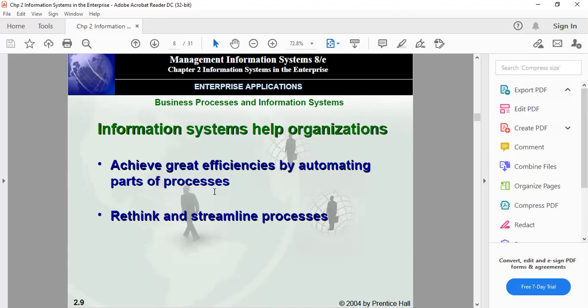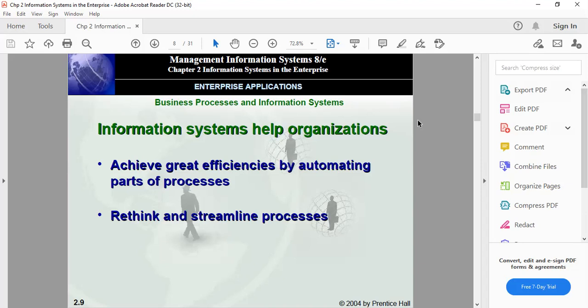Next, information systems help organizations to achieve great efficiencies by automating parts of processes. As we all know, efficiency means being able to achieve the goals and objectives of the organization with the least amount of resources involved. So if we talk about raw materials or time, then that's efficiency. So just utilizing the least amount of resources, we can achieve the goals and objectives of the organization.